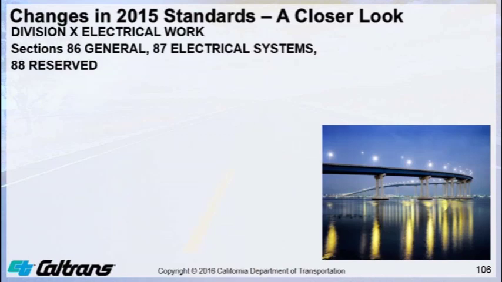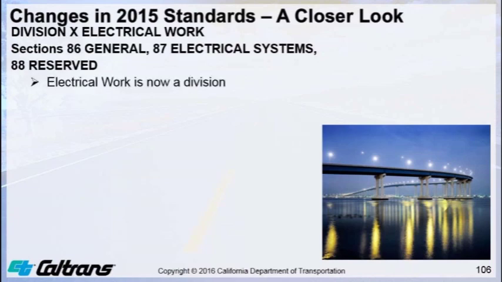Okay, now we have electrical. I won't be able to cover everything here, but here are a few of the highlights. The electrical specifications have matured and now have their own division. Division 10 includes Section 86 General, Section 87 Electrical Systems, and Section 88 Reserved. This new division required a major structural change to the electrical standard specifications. At the same time, there was a variety of deletions, revisions, and updates made to the specifications.